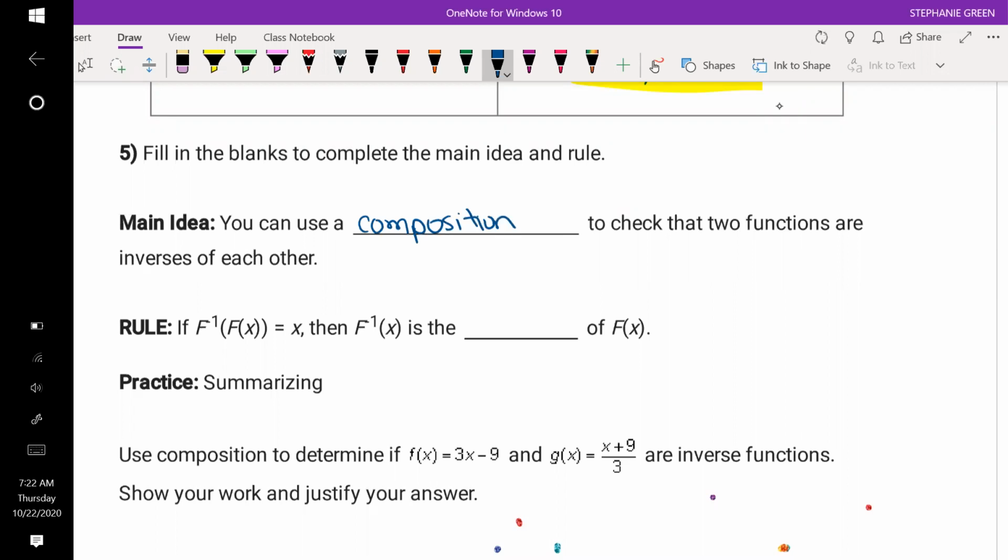to check that the two functions are inverses of each other. We talked about compositions quite a while ago. When we take a composition, it means we're going to put one function inside of the other. So if I put an inverse function inside of a function, or I put a function inside of its inverse function and solve, we end up getting x, just x by itself. And we'll do some examples of this.